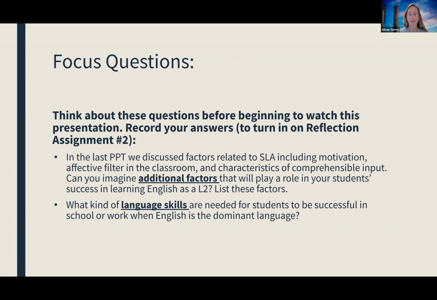The first one is, in the last PowerPoint, we discussed factors related to second language acquisition, including motivation, the affective filter in the classroom, and how that can affect students' learning and motivation, and then characteristics of comprehensible input, right? So making sure that the language that we're using in the classroom is accessible to our learners. Can you imagine additional factors that will play a role in your students' success in learning English as a new language? List those factors. And then number 2, what kind of language skills are needed for students to be successful in school or work, especially when English is the dominant language of the community? So specifically thinking about the context in the US.